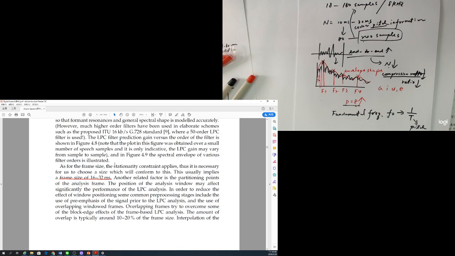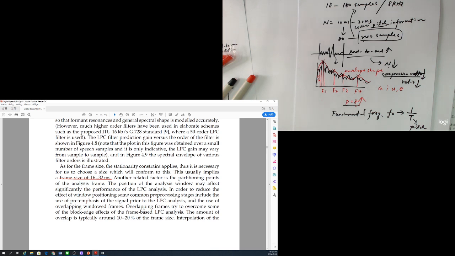Also you can see the frame size, here they're talking about 16 to 32 milliseconds. So most standards could be using 10 to 30. Sometimes we consider reducing the effect of window position, some common preprocessing. So they will consider a little bit of overlapping window frame. Overlapping frames try to overcome some blocking edge. So it could be 10 to 20% frame size overlap.